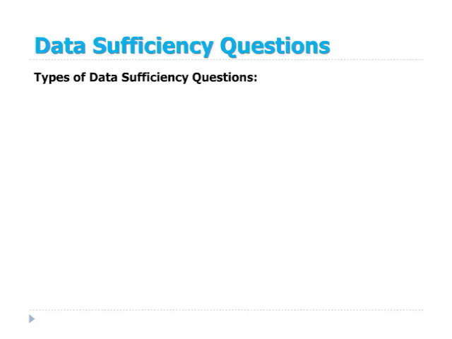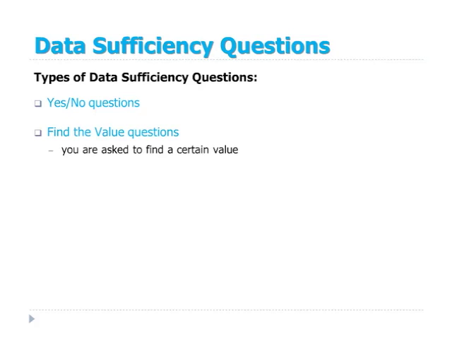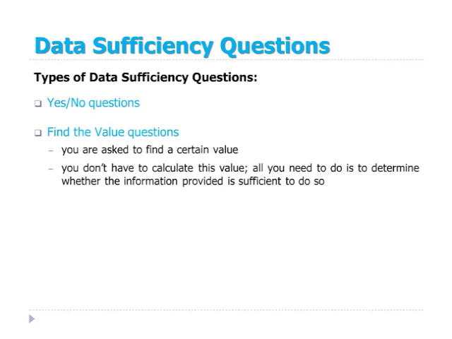According to their structure, data sufficiency questions can be divided into two categories: yes/no questions and find the value questions. Let's first talk about the value questions. In value questions, you are asked to find a certain value, for example, a length of a side, a value of a variable, or the amount of time needed to do something. Remember, you don't actually have to calculate this value. All you need to do is to determine whether the information provided is sufficient to do so.